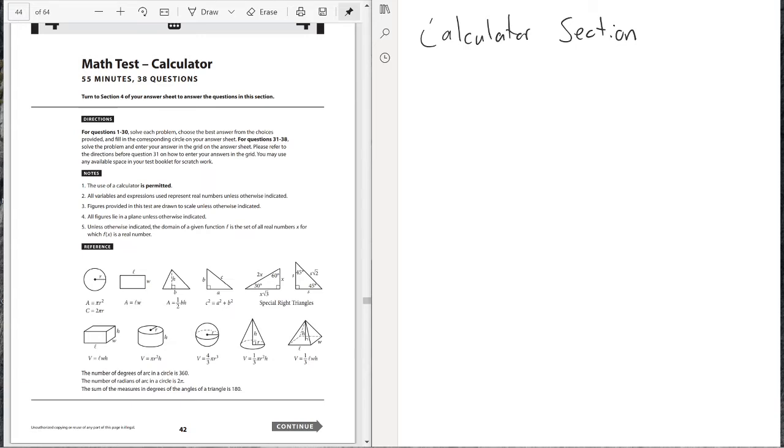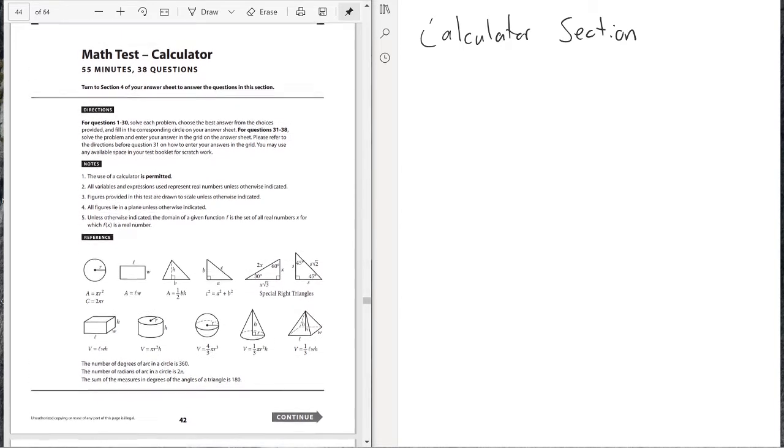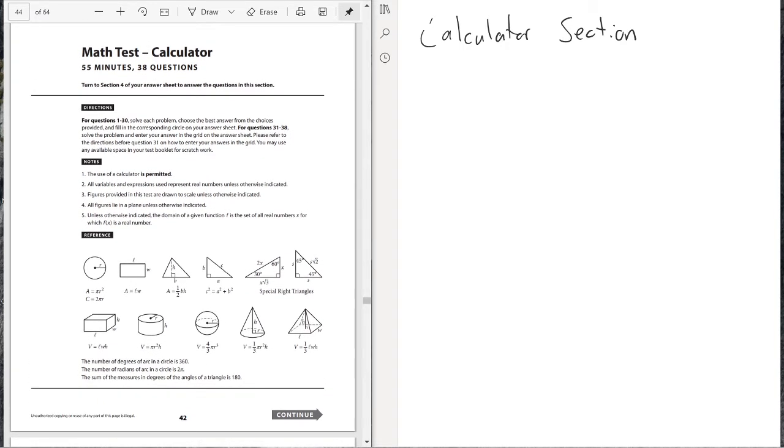Over here, you can see we have 55 minutes and 38 questions, so you have a little more than a minute per question. You do as well on the non-calculator section, but there's just a little more time per question on the calculator section, because they figure, hey, you have a calculator, so we'll give you more time. Same reference sheet as before. I'll go ahead and start the time and we'll get into it.